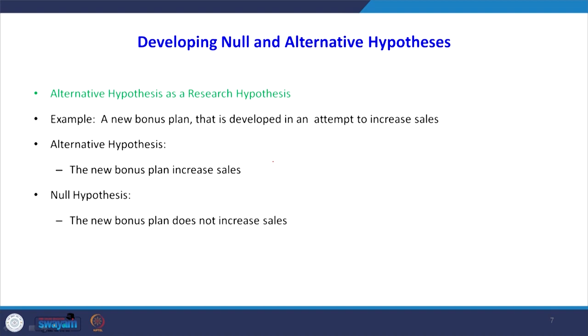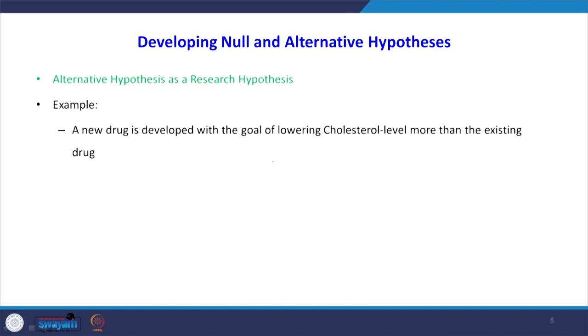Then what is the null hypothesis? The new bonus plan does not increase sales. You see that when you look at the null hypothesis, it will always say does not increase sales. That is why it is called null: nothing has happened. That is the meaning of null. We will go for another example of an alternative hypothesis.